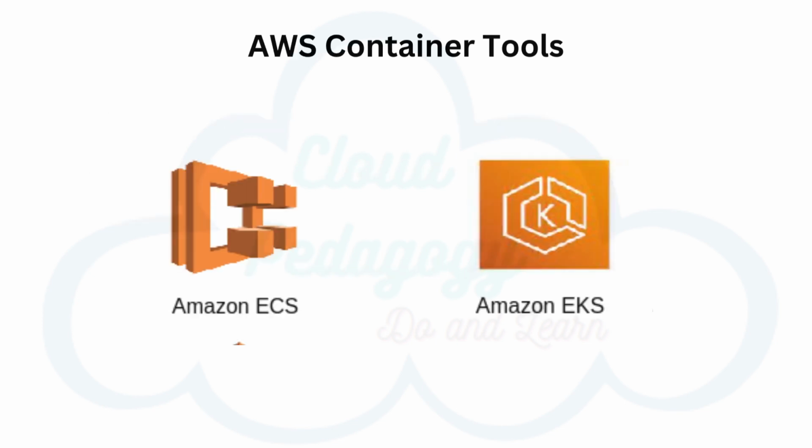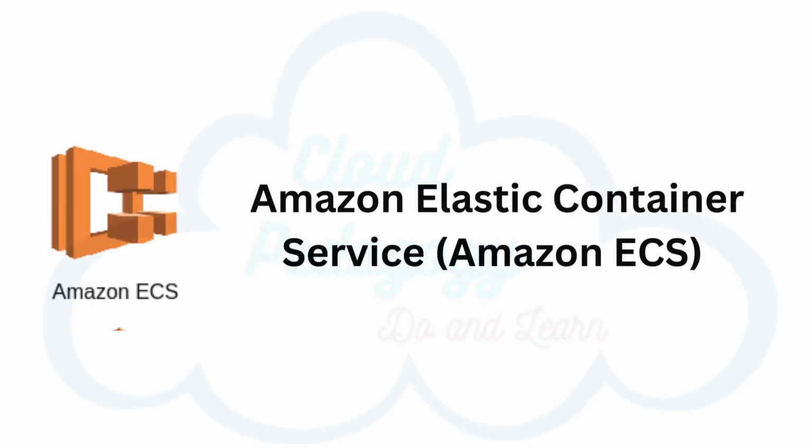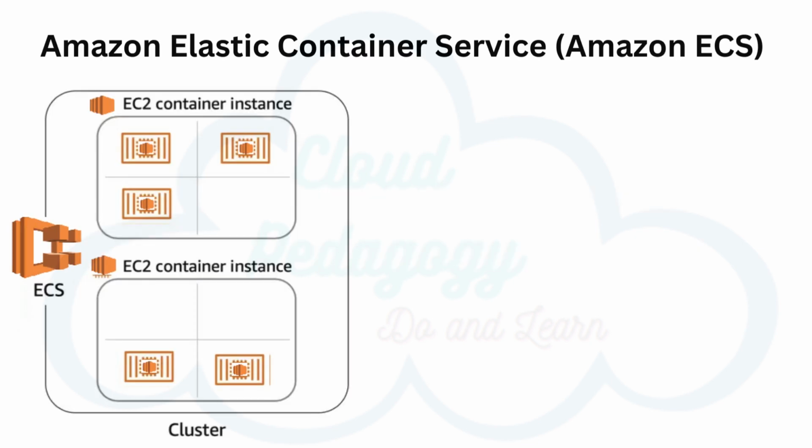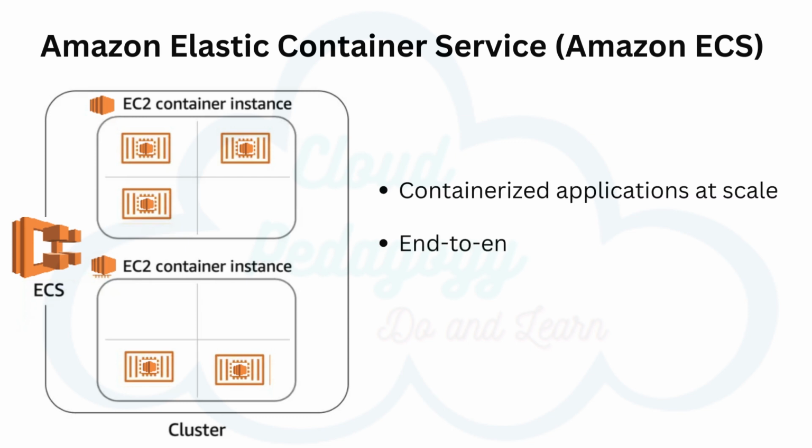AWS offers two container orchestration services, which are Amazon Elastic Container Service and Amazon Elastic Kubernetes Service. We will first try to understand how to manage containers with Amazon Elastic Container Service, which is known as ECS. ECS is designed to help you run your containerized applications at scale without the hassle of managing your own container orchestration software. It is an end-to-end container orchestration service that allows you to quickly spin up new containers and manage them across a cluster of EC2 instances.